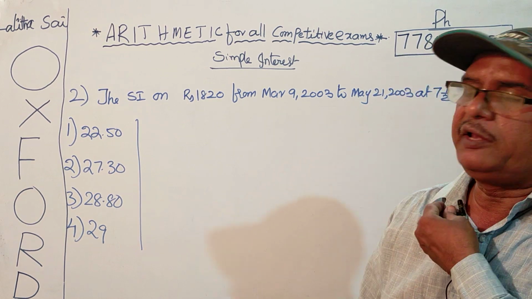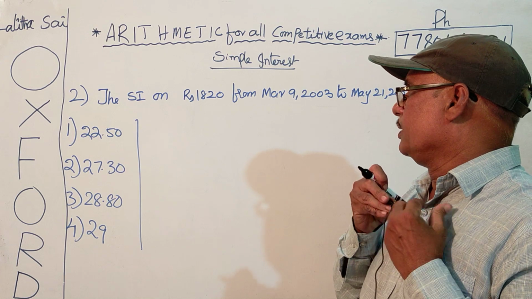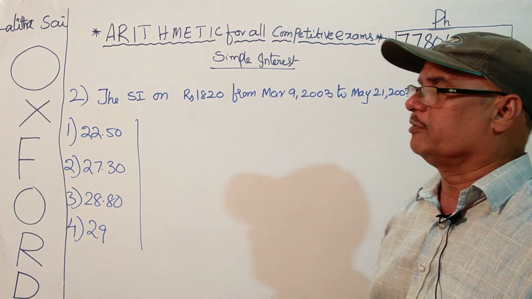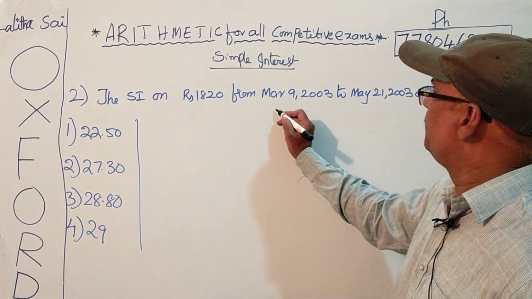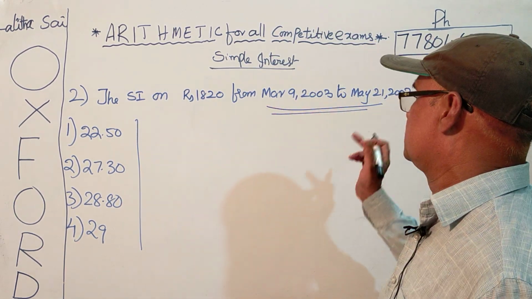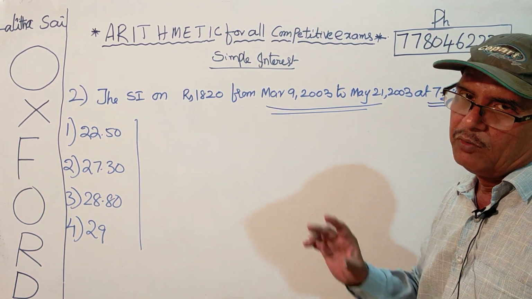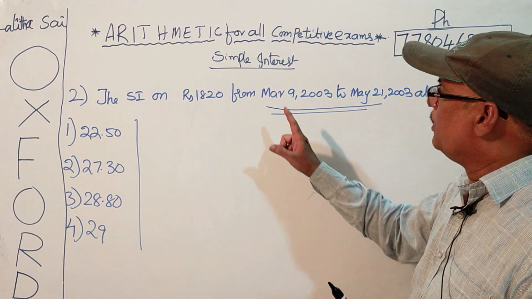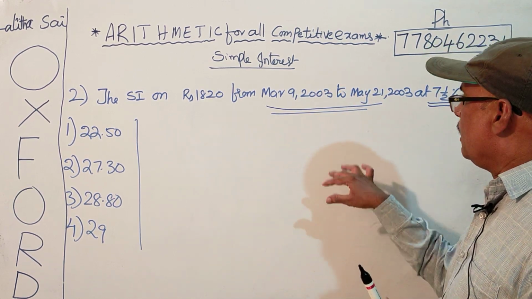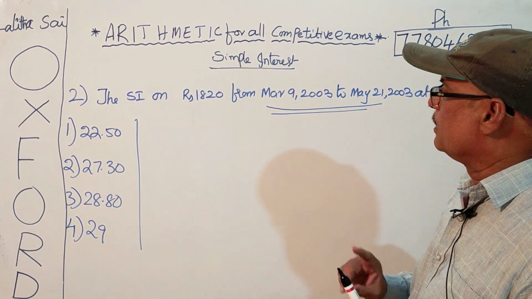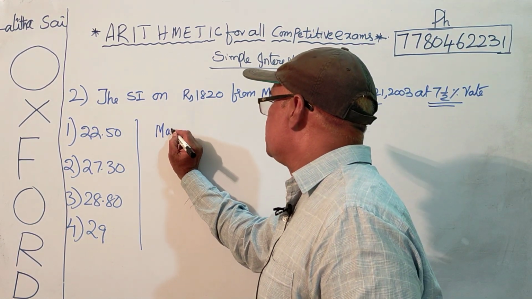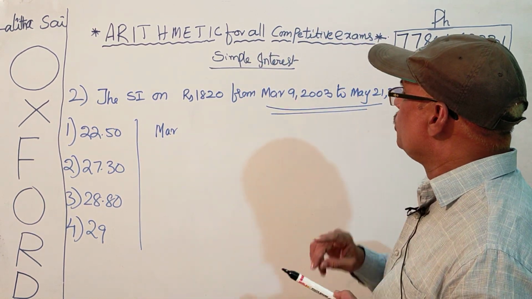Okay, see the question. The simple interest on rupees 1820 from March 9 to May 21st of 2003 at 7.5% rate of interest. Here a particular period is given, so you have to find the number of days between those two dates. This is the month March and it is May. While calculating the number of days, you have to remember that only one of these 2 days should be taken into count. Both should not be taken or both should not be omitted. Only one of these is to be taken. I myself avoid this one and go for this one.